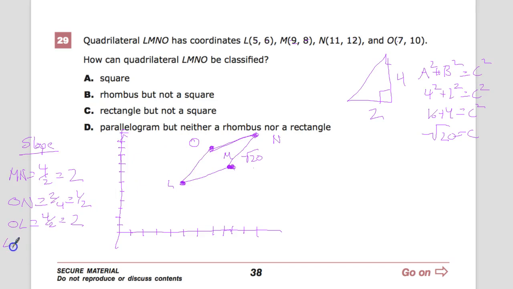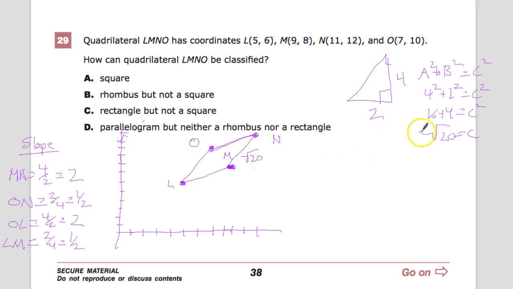LM, its rise would be 6 to 8, that would be 2, and its run would be 5 to 9, which is 4, equals 1/2. So I know that opposite sides have parallel slopes. So I know at least it's a parallelogram. But now I need to go on and see what else I can learn about the side lengths.